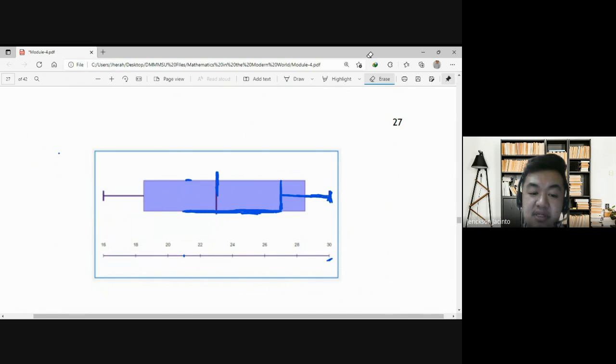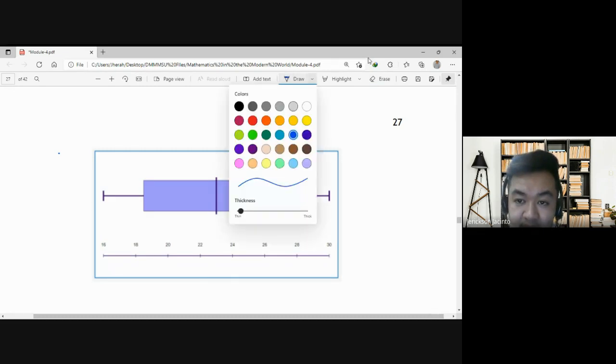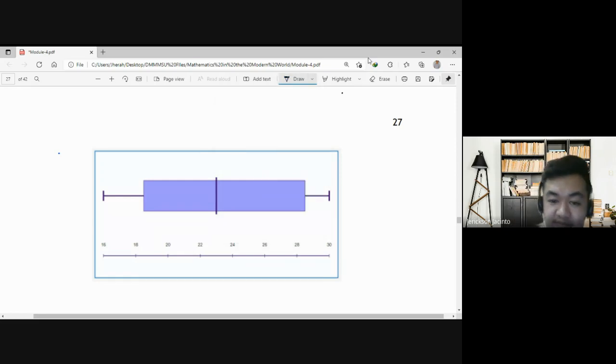Kasi actually yung nasa module natin is mali. So may kunti tayong i-fix dito sa module natin. So if you're going to make the box and whisker plot, let's make it black. Yung pinakamaliit na number natin is 16. So yun yung lalagyan natin. Then yung pinakamalaking number is 30.